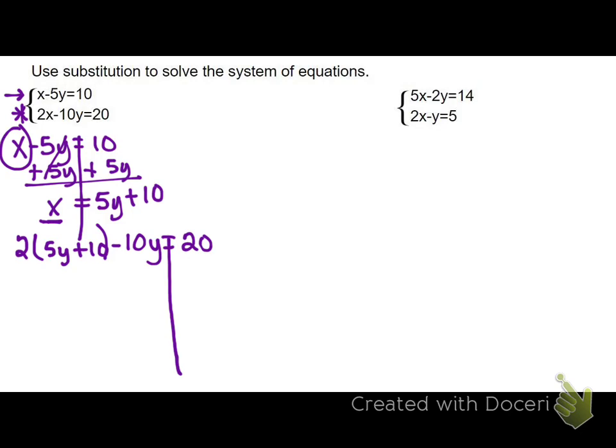Okay. Now what? Now I'm just solving the equation. So now what? Distribute. Okay. What's that equal? 10y.